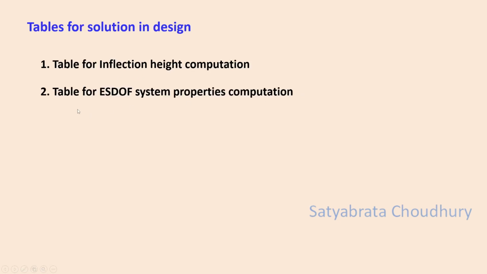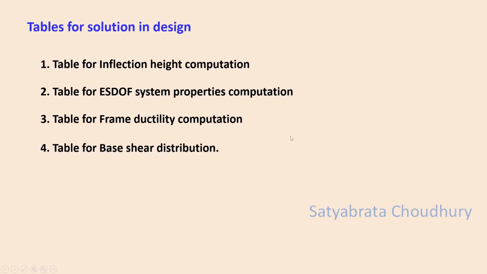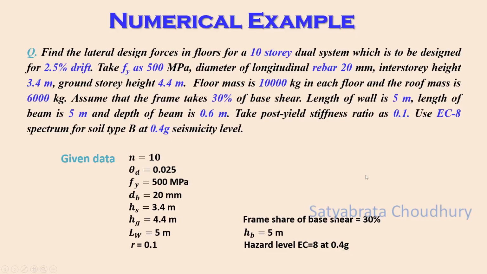Now in the last video we have seen there are several tables which are to be prepared for the numerical solution. One is the table for inflection height computation, then the table for equivalent single degree of freedom system properties computation, the table for frame ductility computation, and the table for base shear distribution. So one by one we have to take up these. Each of these will take time in the explanation, so we will not take all the tables together. Today we shall be taking only the first one, the table for computation of the inflection height of this wall.